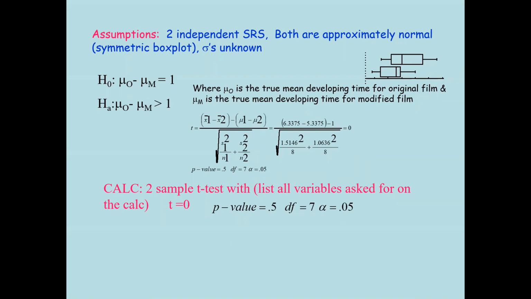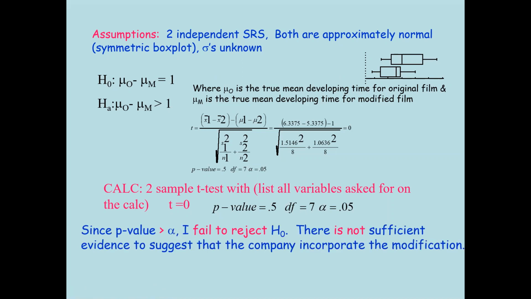So again, I suggest calculator. If you want to calculate t by hand, you can, but with the calculator, this would be a 2 sample t-test: menu, statistics, test. And this time you have data, so you choose from data. You can go into your lists and spreadsheets, type in your 2 columns of data, label your 2 columns, and you're doing it from data this time, not from stats. Write down your t-value equals 0, your p-value is 0.5, your degrees of freedom equals 7, and alpha, unless stated otherwise, 0.05. Make sure to write these down from the calculator output. So since p is greater than alpha, 0.5 is greater than 0.05, I fail to reject. There is not sufficient evidence to suggest that the company incorporates the modification. And that concludes 2 sample confidence intervals and hypothesis tests.